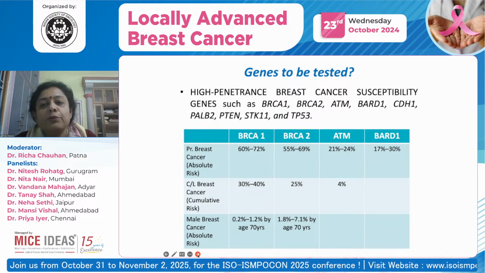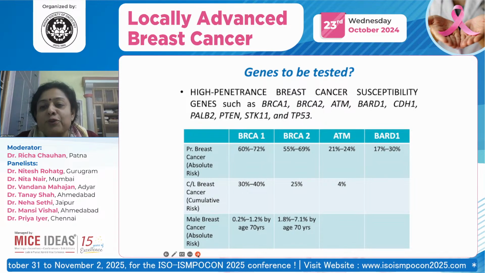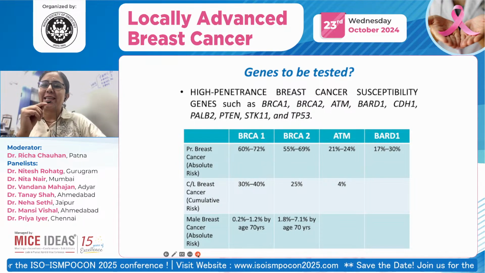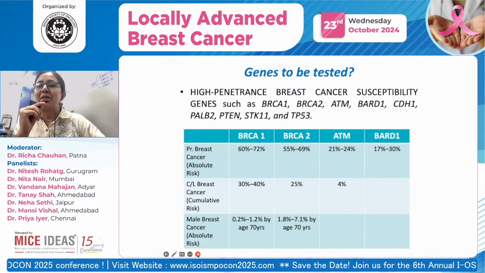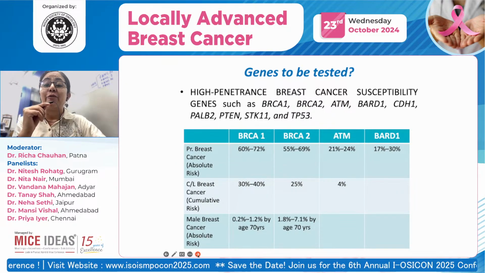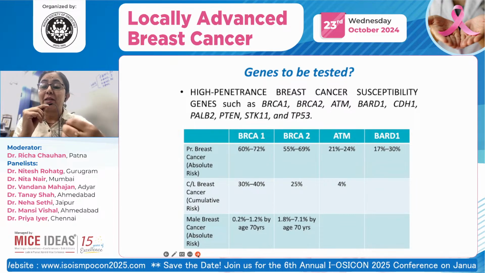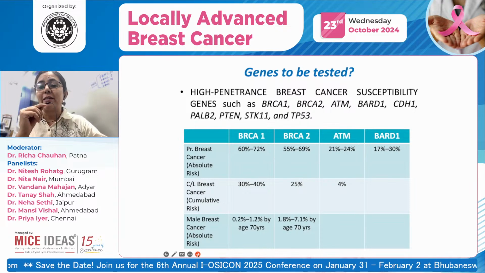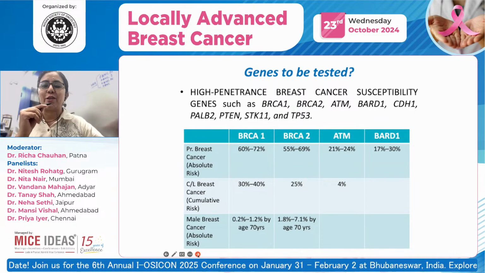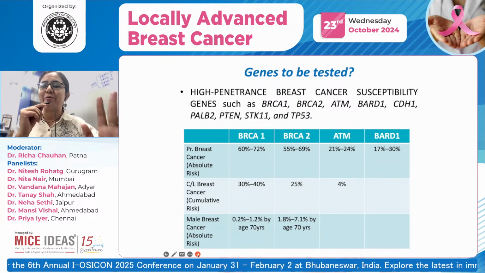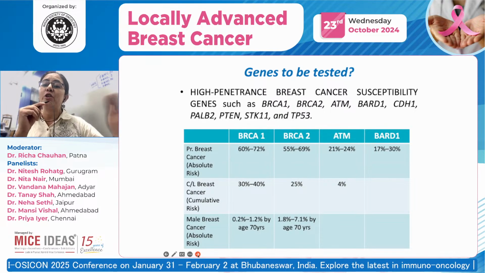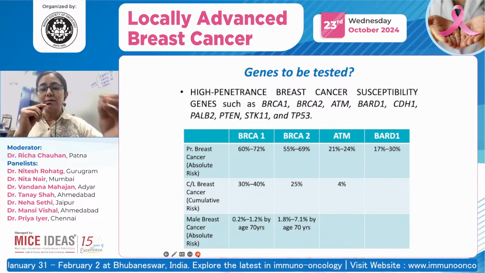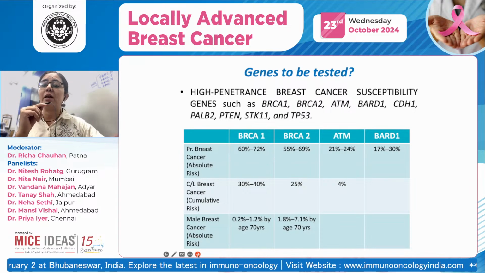So what are the genes you recommend? Is it only BRCA1, BRCA2, or do you recommend more? Many genes are there, like BRCA1, BRCA2, TP53. We usually miss TP53, but that is also very important. Clinicians are aware that we find somatic mutations of TP53 in tissues, but in germline also, TP53 is the second most important gene after BRCA.